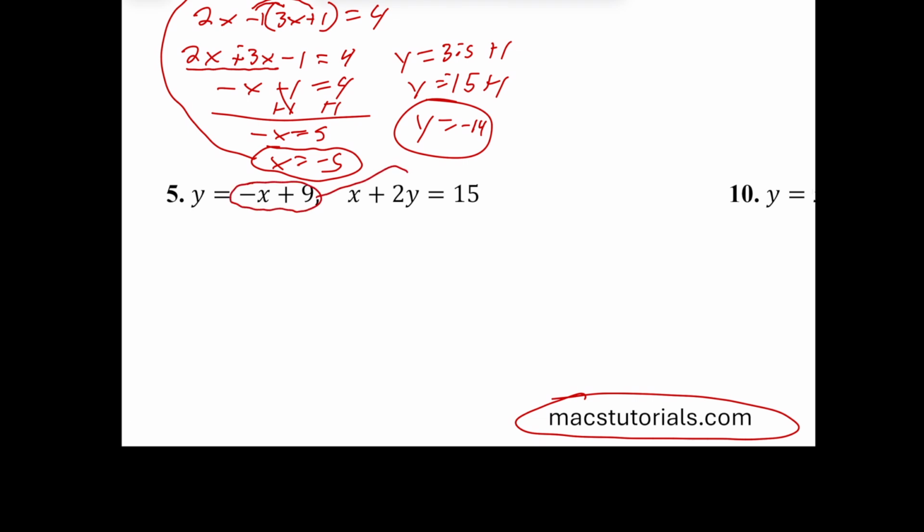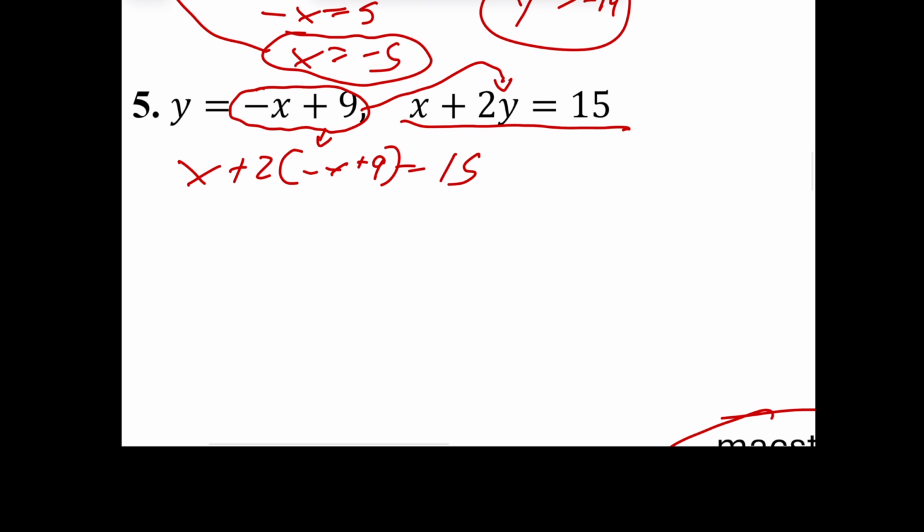Circle. Plug it in there. Okay, so now I'm going to write this equation, x plus 2 parenthesis. Now I'm going to plug that in. -x plus 9 equals 15. Now, I've got that 2 in front. I have to do distributive property to both. I'm going to get x minus 2x plus 18 equals 15. I'm going to combine my like terms to get -x plus 18 equals 15.